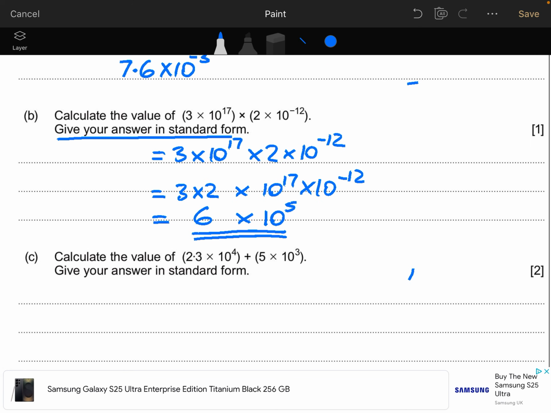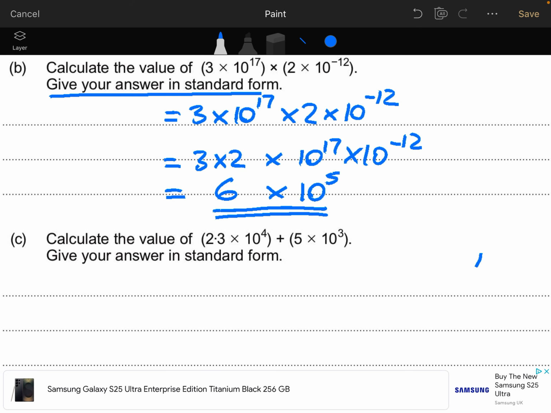So part C says calculate the value of 2.3 times 10 to the 4 plus 5 times 10 to the 3. This is not a multiply, so I need to treat these differently. The easiest way is to convert these to normal numbers, add them together, and then convert them back to standard form at the end.